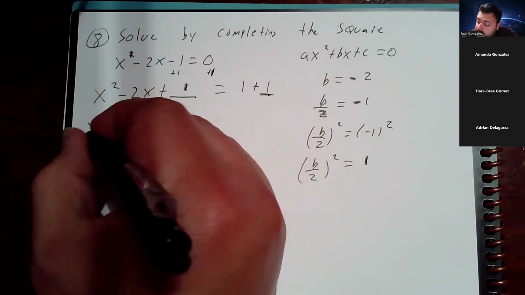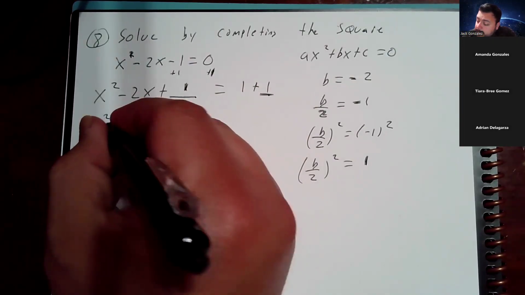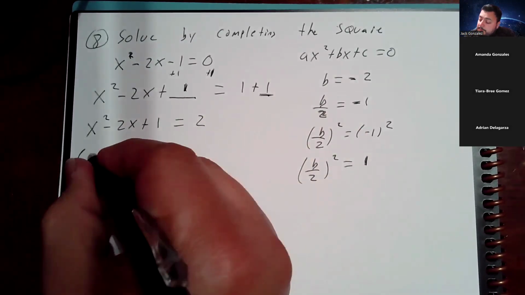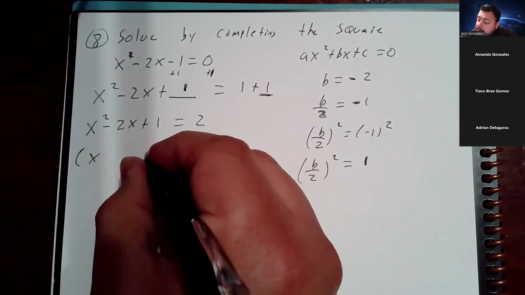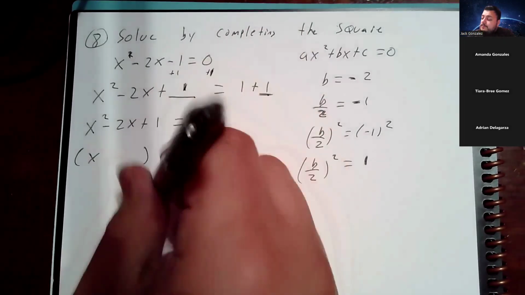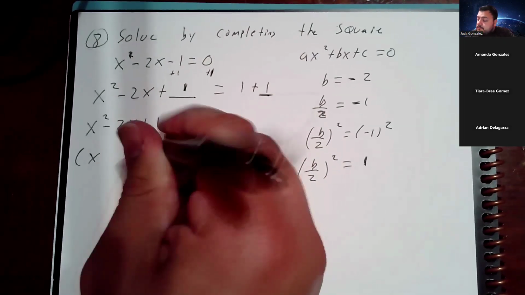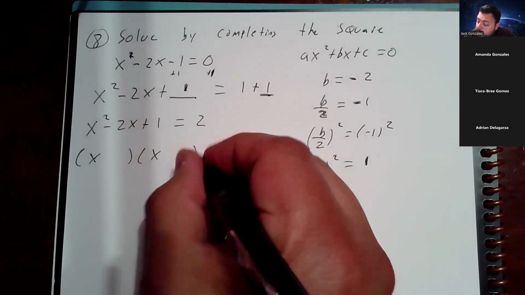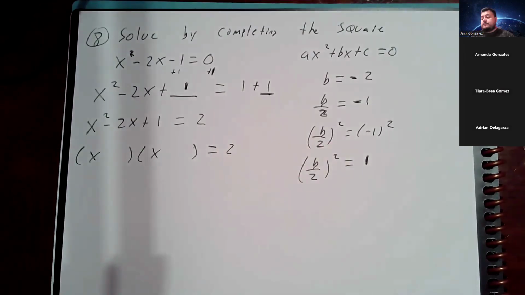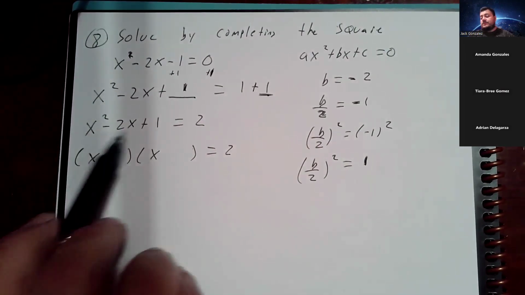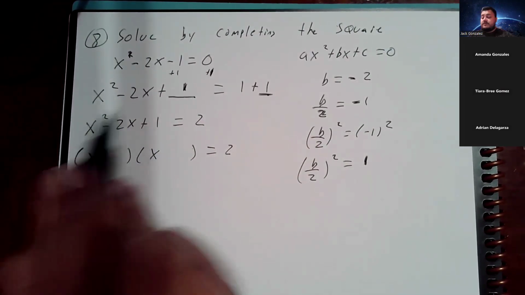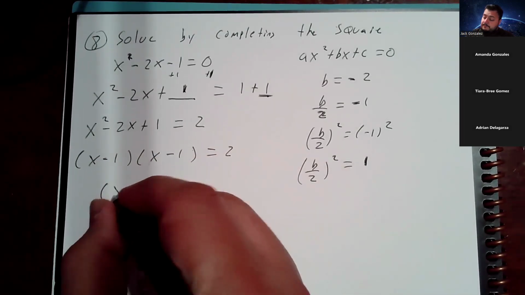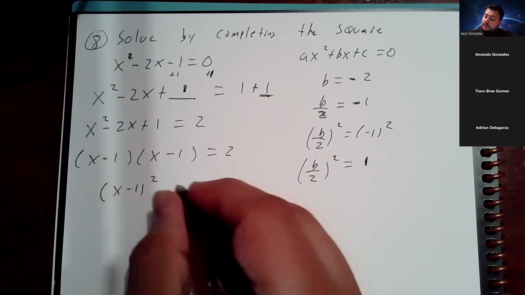So now that this is completed, the square is complete. It will factor pretty. It will factor like a perfect square. So it's going to be factors of 1 that add up to -2. So -1, -1. Now it's squared.